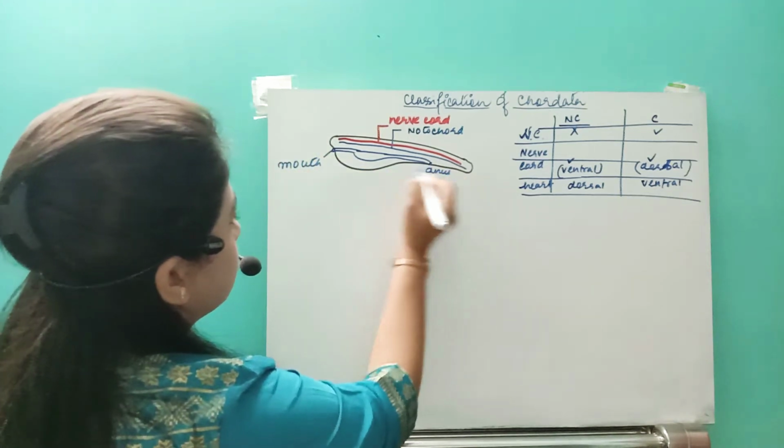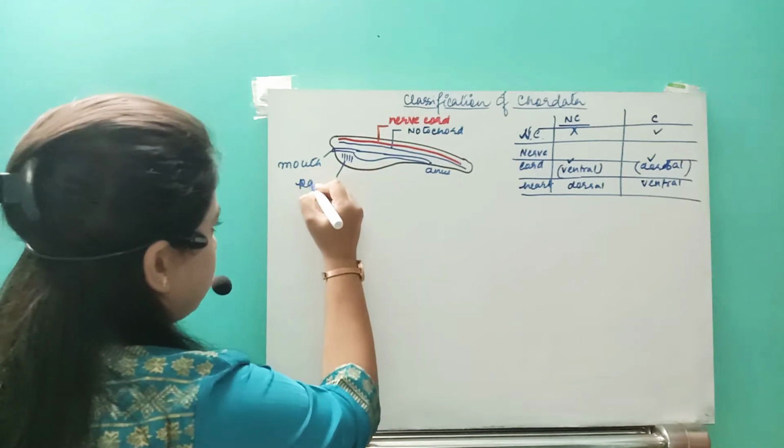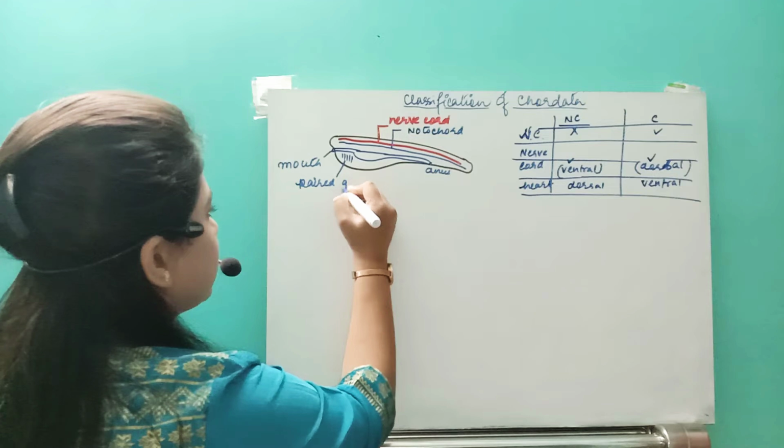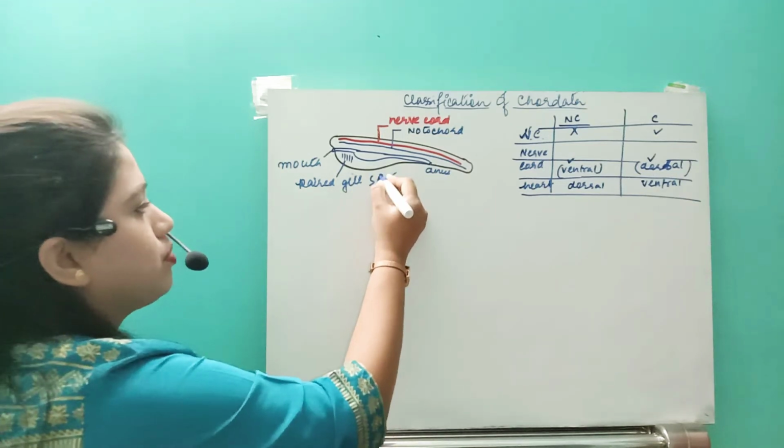Next, this organism will have paired gill slits. Paired gill slits are very important characteristics. Gill slits will be present.